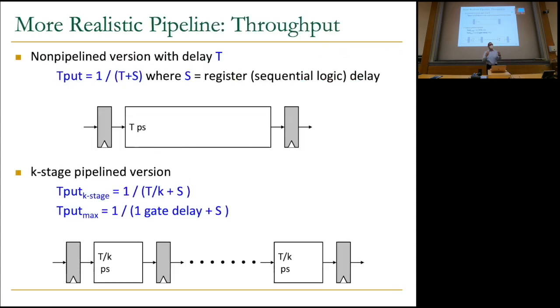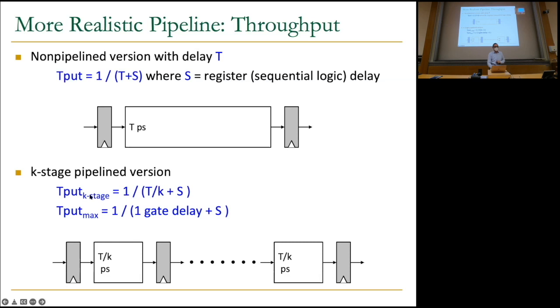So let's take a more realistic pipeline because of this. This is a non-pipelined version, as I said earlier. Throughput is not 1 over T, it's really 1 over T plus S. S is the register, the sequential logic delay. Remember the timing and verification lecture? Sequential logic has some timing delay, including the register hold and setup times, as well as clock skew, because this is synchronous. So you need to account for that. And if you have a K-stage pipeline version, assume that this is still T over K. We're perfectly balancing the pipeline. That's not true, as we said, but we're assuming that.